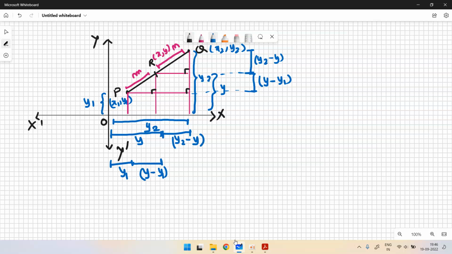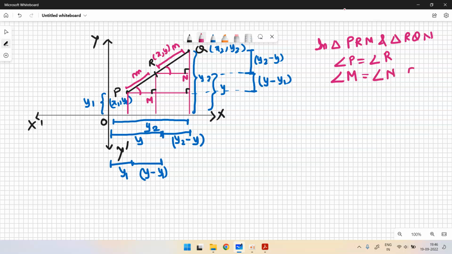Now you can see that in triangle, let's suppose this is M, this is N. So in triangle PRM and triangle RQN, this angle and this angle are the same because this is a transversal cutting two parallel lines. So angle P equals angle R, angle M equals angle N, and since two angles of a triangle are equal, the third will also be equal, which is angle R equals angle Q, which implies that triangle PRM is similar to triangle RQN.